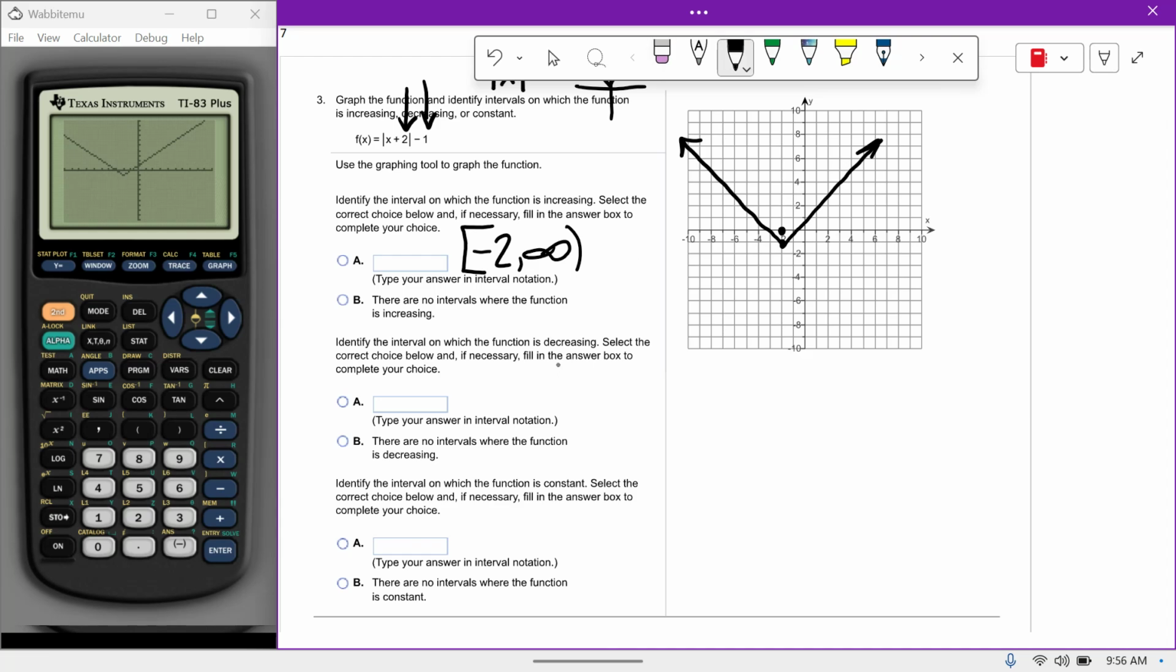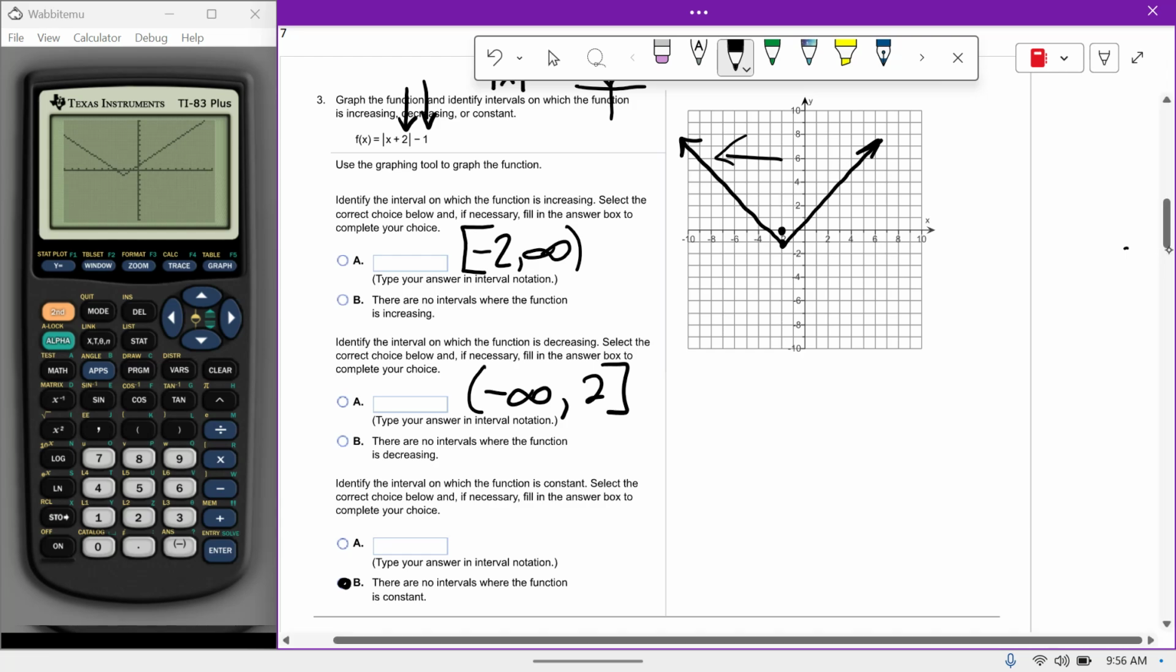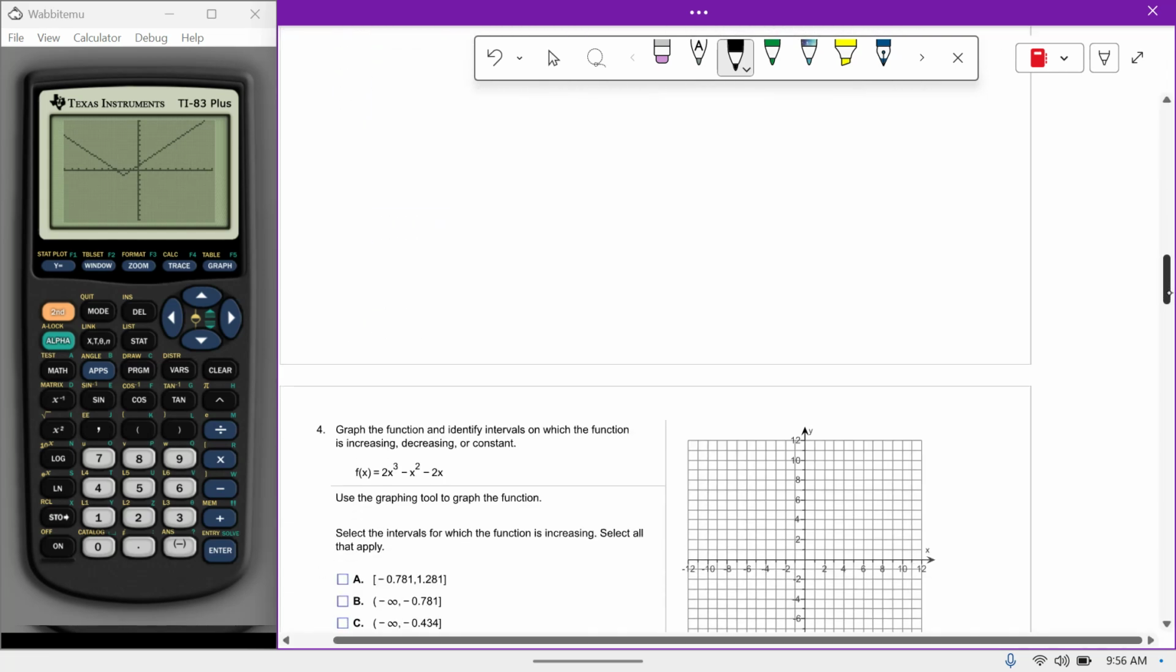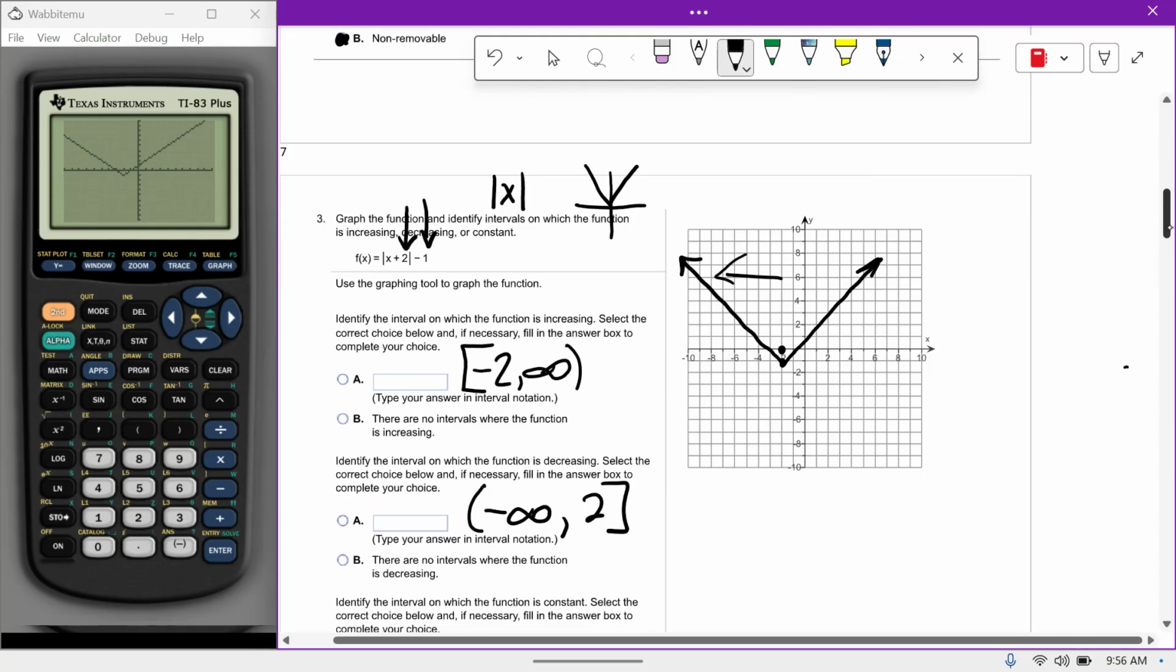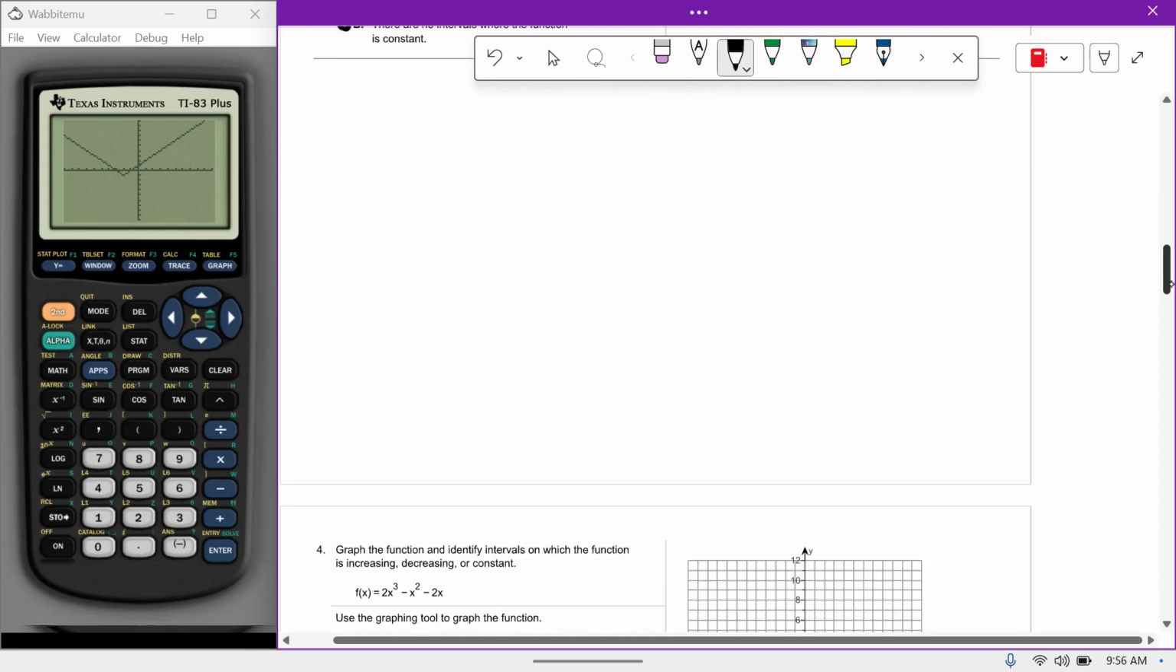Where is it decreasing? Well, it's decreasing this way from -2, right? It goes down as you go from left to right. So it goes from -infinity up to -2. Identify where it's constant. Well, it's not constant. Okay, it's not constant. There's not a flat line anywhere. Okay, so that's increasing, decreasing, constant.